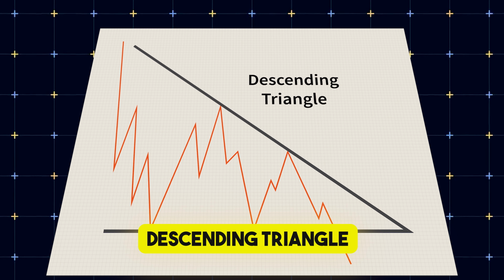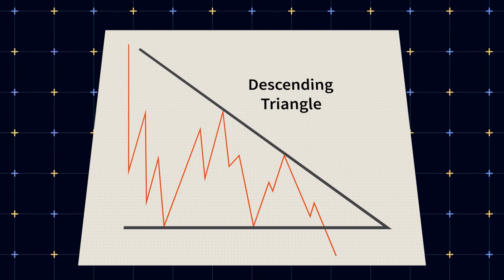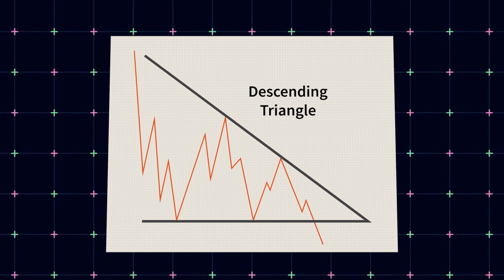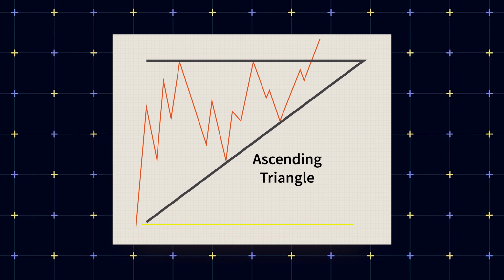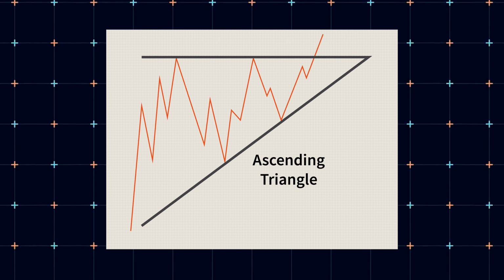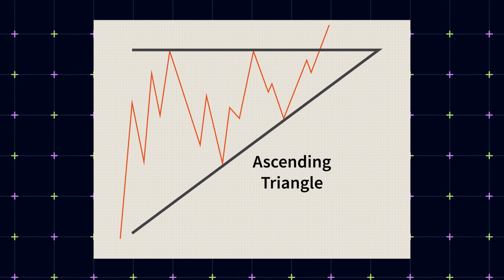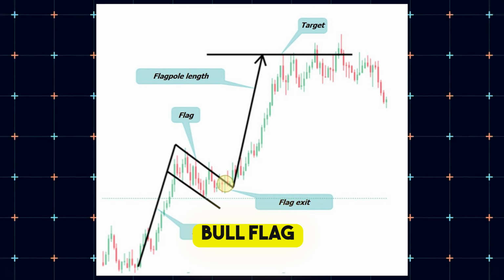Descending triangle. A bearish pattern characterized by lower lows and a horizontal support line. It suggests that the downtrend is gaining momentum and a breakdown is on the way. Ascending triangle. This pattern is bullish and indicates continuation of an uptrend. It consists of a horizontal resistance line and a rising support line, with a breakout expected to occur in the direction of the trend. A bull flag.